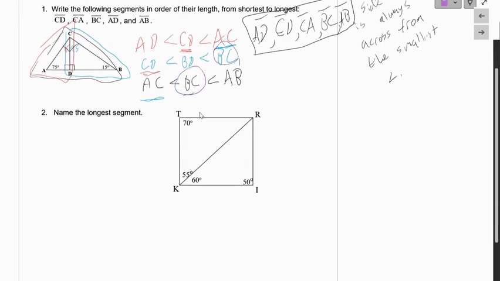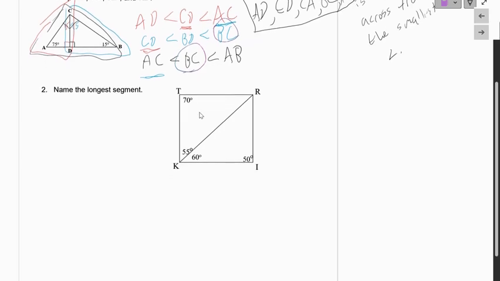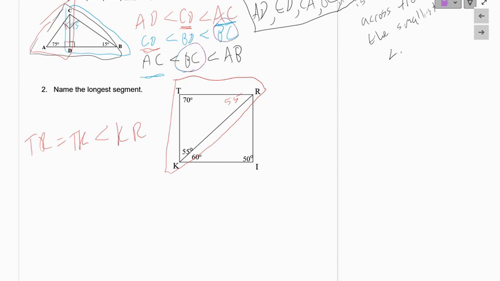Okay, so number 2 is kind of the same idea, but this time they just want the longest one. This one we have to be careful with. Again, this one throws a lot of students off. I'm going to focus first on this triangle here. We know this angle would be 55, so I know KR is the biggest. It is bigger than the other two sides because the other two sides are actually congruent: TK and TR, because they're both 55s, and then across from the 70 is KR.